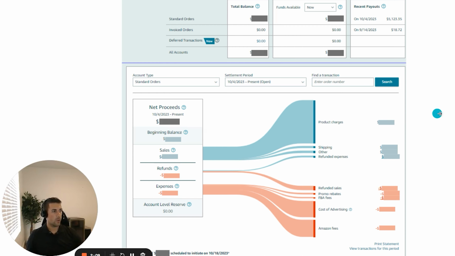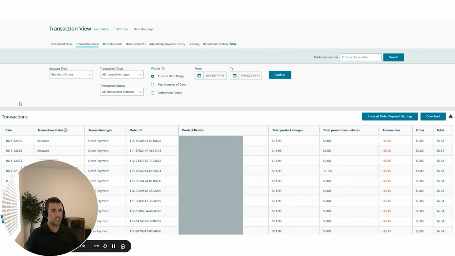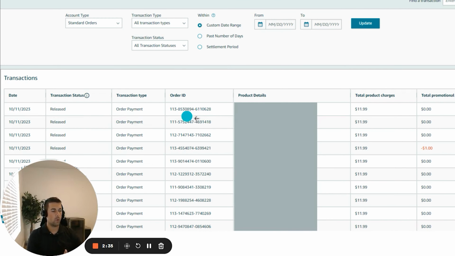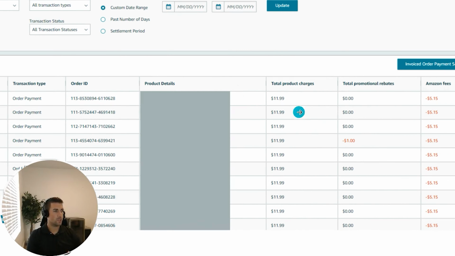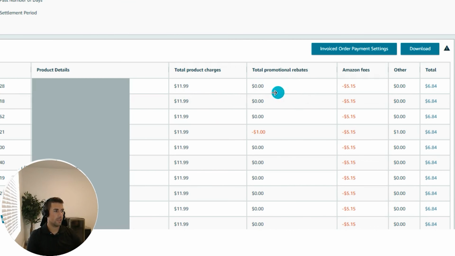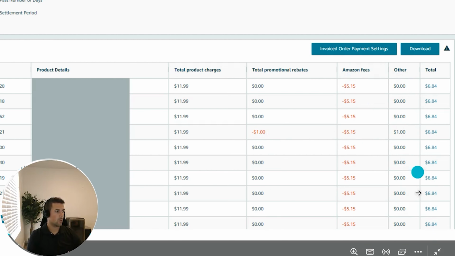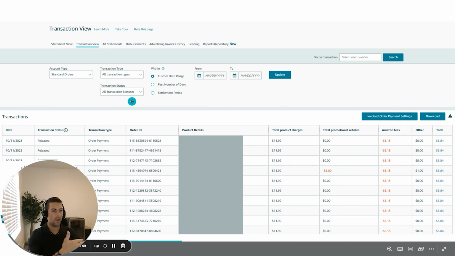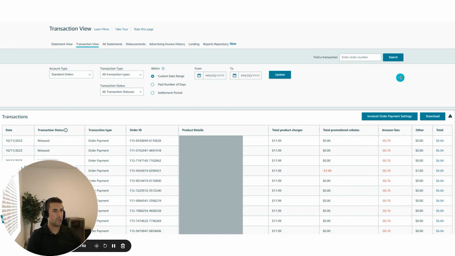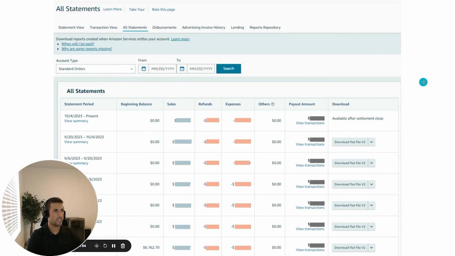Some of the things that can be a little confusing are how to navigate this. So once you come over to transaction view, you're going to see every single purchase that was made, the order ID of the product, how much was charged, if there was any promotional rebate such as a coupon, what the Amazon fees were, and anything else attached in the total payout. You can see how that works per order under transaction view, and you can change this to different transaction types.